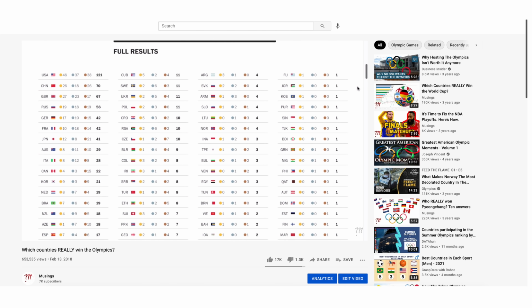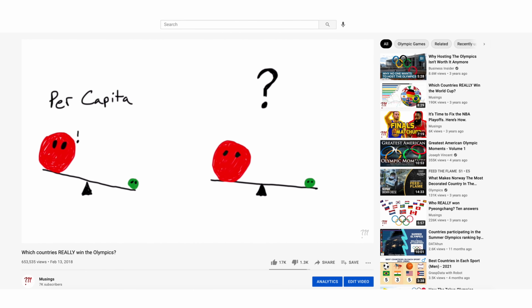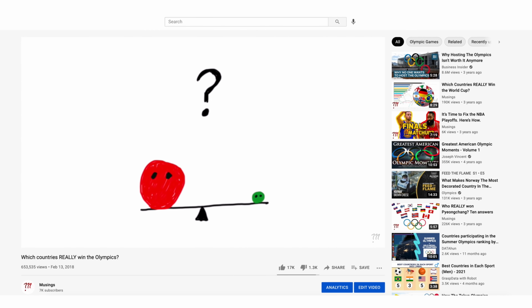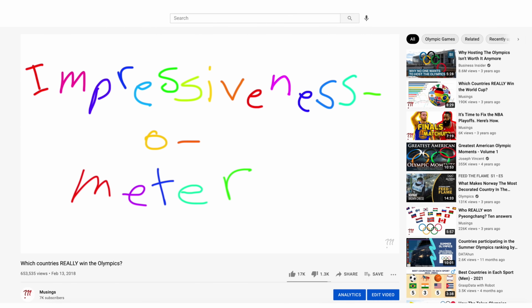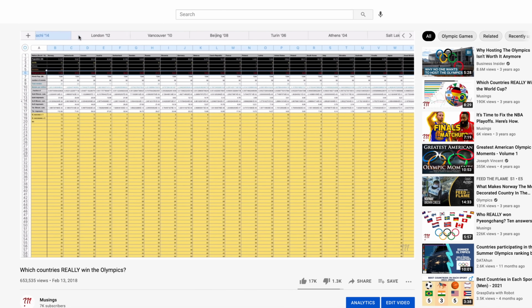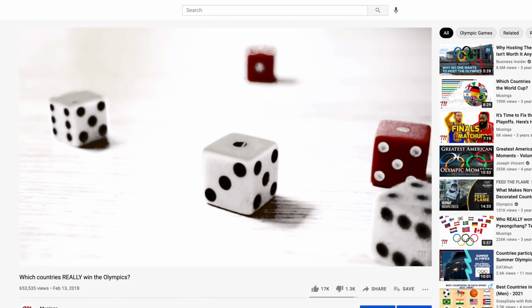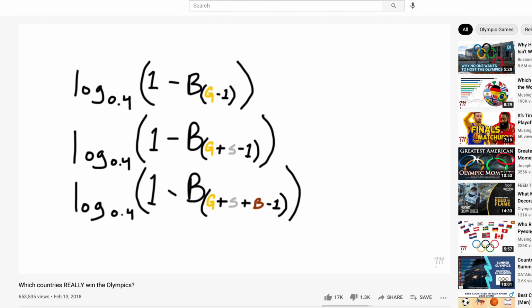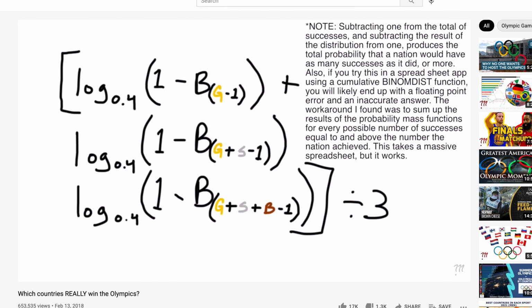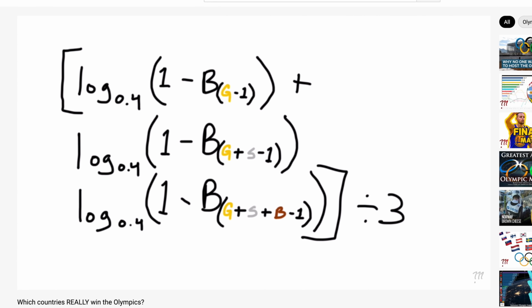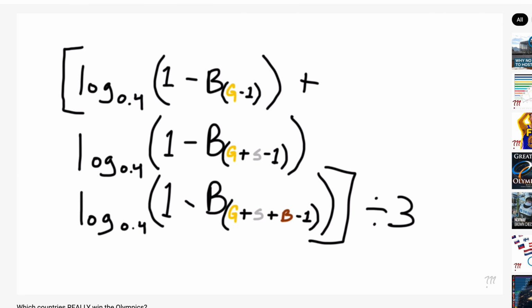3 years ago, I set out to fix this great injustice of medal measurement malpractice by creating the impressiveness-o-meter, which functions under the theory that the more mathematically unlikely a nation's success, the more impressive it is. If you want to learn more about the philosophy behind the formula and how it's calculated, you can go back and watch the video I made during the last Olympics. But here are the basics.